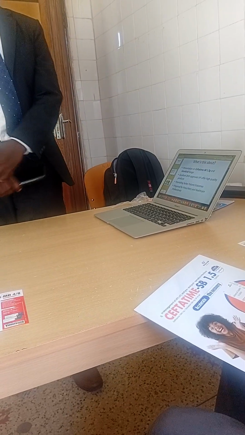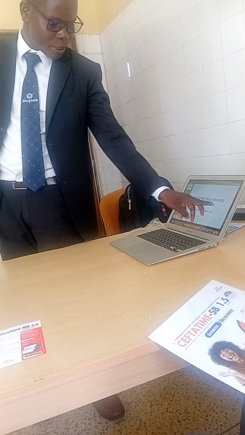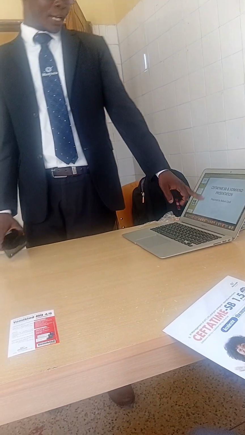What is Ceftatime? This is a presentation on Ceftatime and Bomikine. Ceftatime SB and Bomikine. So what about this? Ceftatime, of course, as we shall get to know later on, is ceftriaxone and sulbactam, and also Bomikine ranges. We shall be talking about these two products.